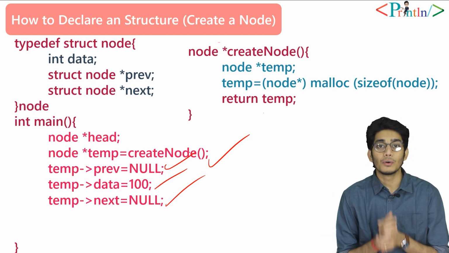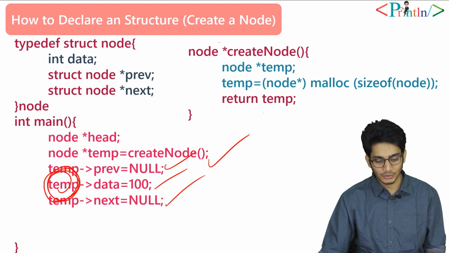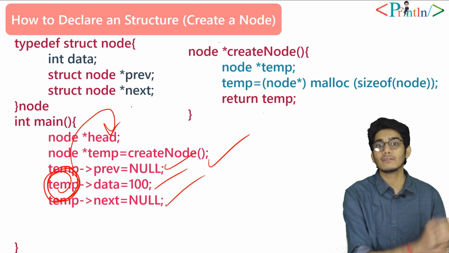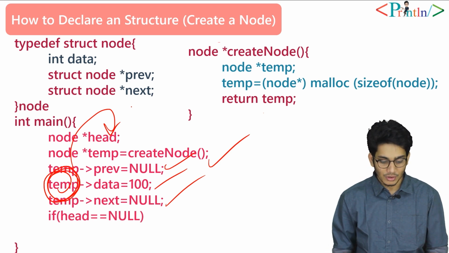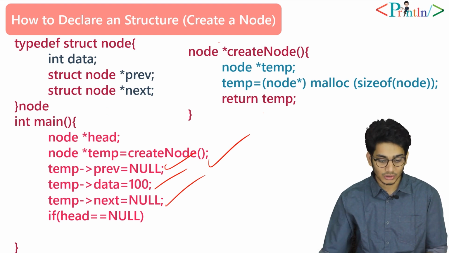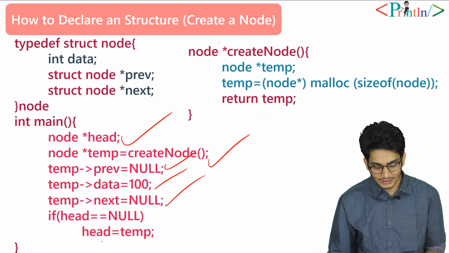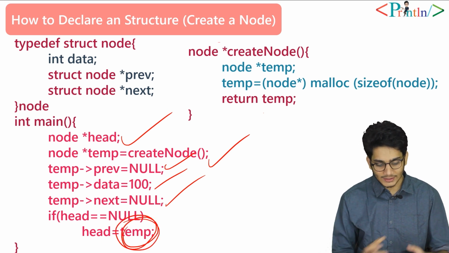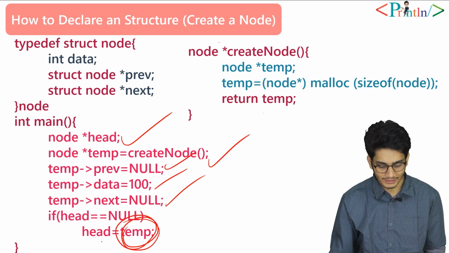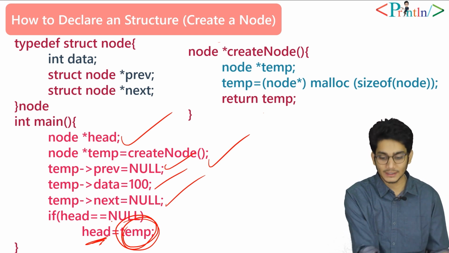Now what do we have to do? We have to assign the address of this temp into head. Currently we don't have any value within our head, so we just have to check whether our head is null or not. Currently our head is null, so we'll just assign the address of temp into head. So our head will be pointing to the first node.